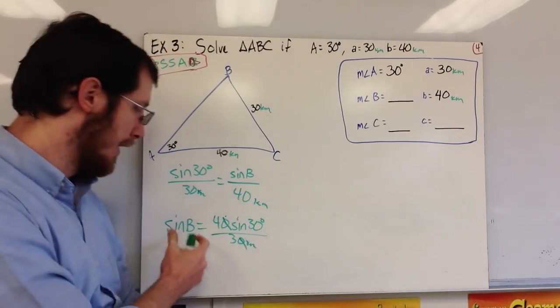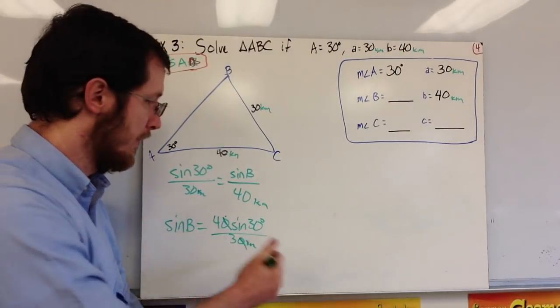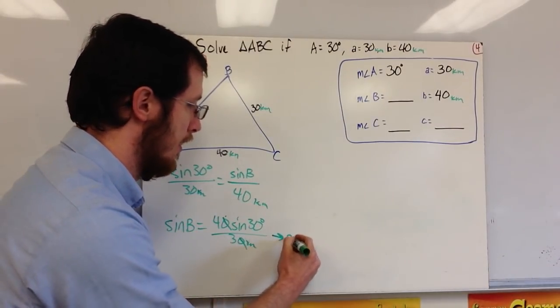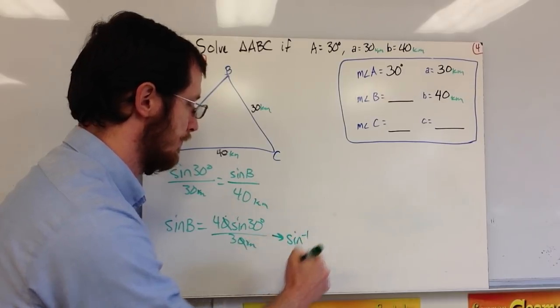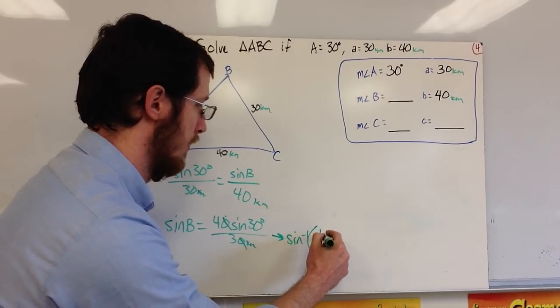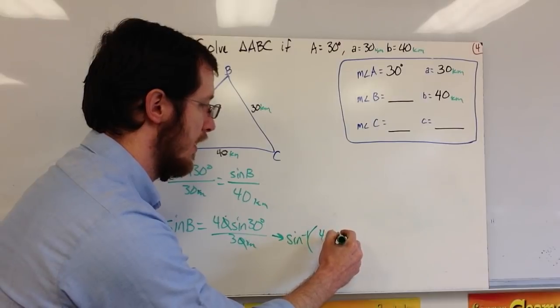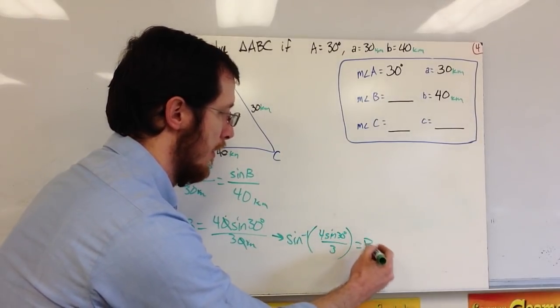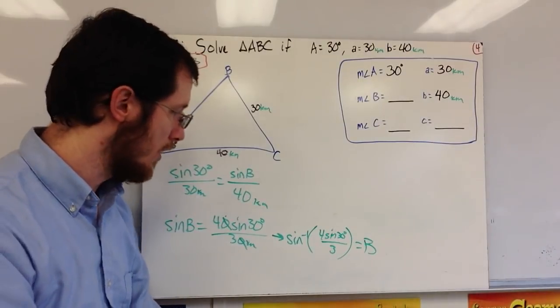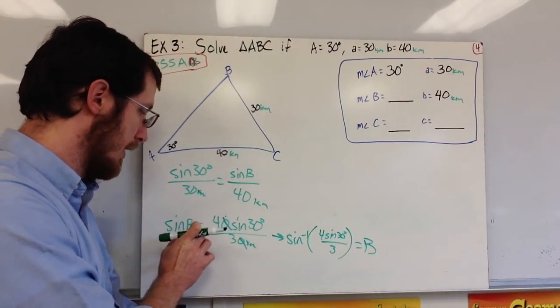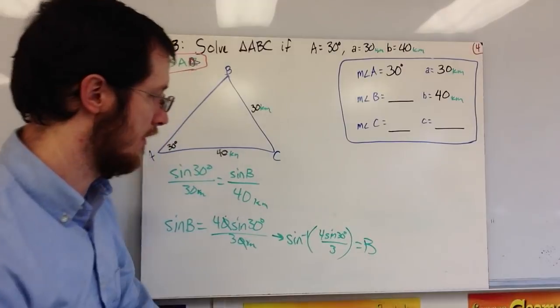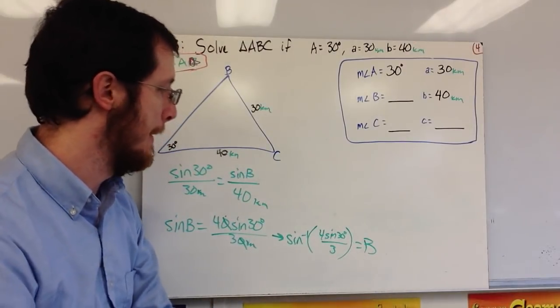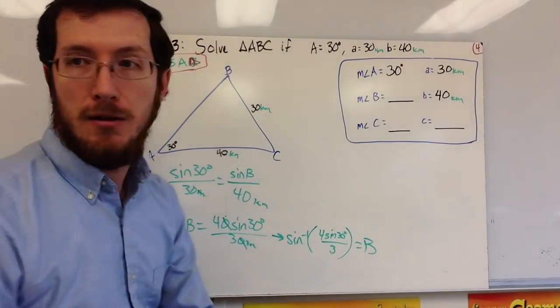B is an angle. It's embedded in this sine function. So this is the same as saying the inverse sine of 4 sine of 30 degrees over 3 is our angle B. Okay, so converting from our sine function to our inverse sine function, since we're looking for that angle. Okay, and we can put that into our calculator.